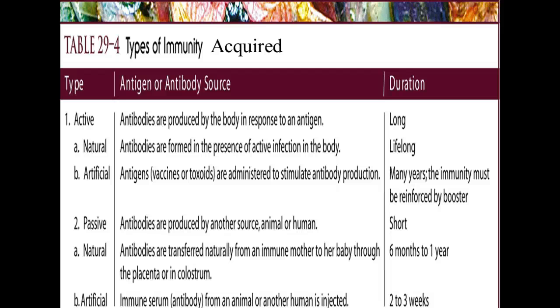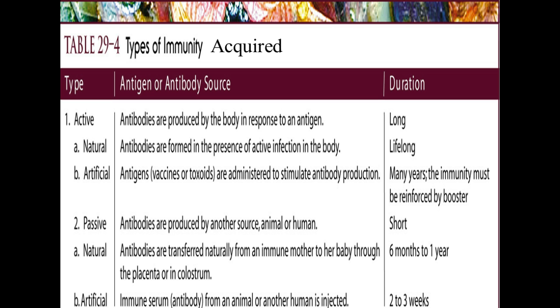Your passive immunity would be antibodies that are produced by another source, animal or human. And those are going to be short-term duration. So one type would be the natural ones. Those are antibodies transferred naturally from an immune mother to her baby through the placenta or the colostrum in her milk, which is why breastfeeding is so important. And that's going to be your 6 months to 12 years is how long those are going to last.